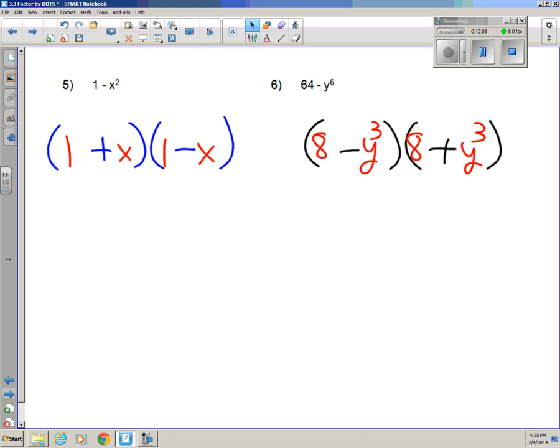Again, whatever comes first in your binomial has to come first in your parentheses. Whatever comes second in your binomial has to go second in your parentheses. You can't all of a sudden start switching the order of things, okay? First goes first, last goes last.